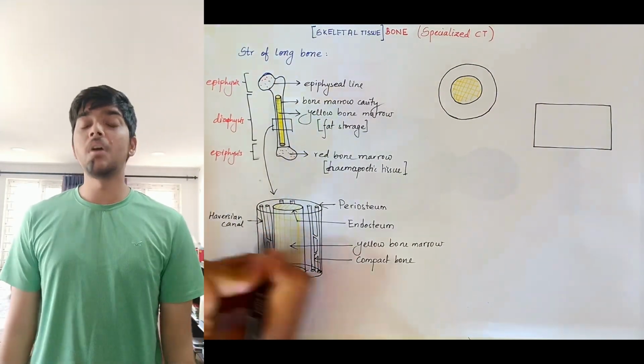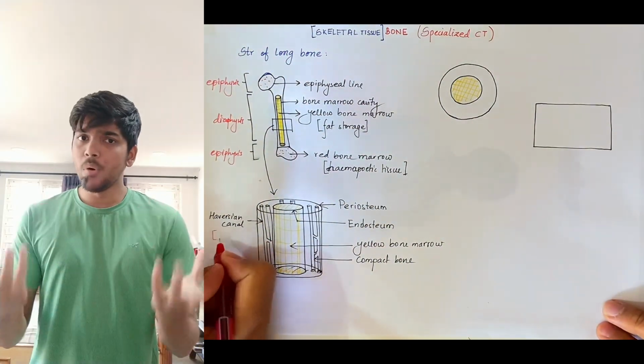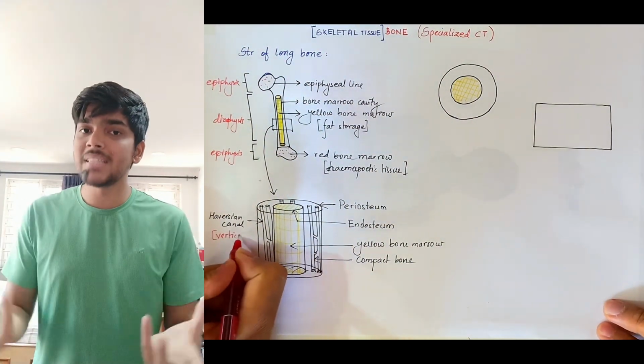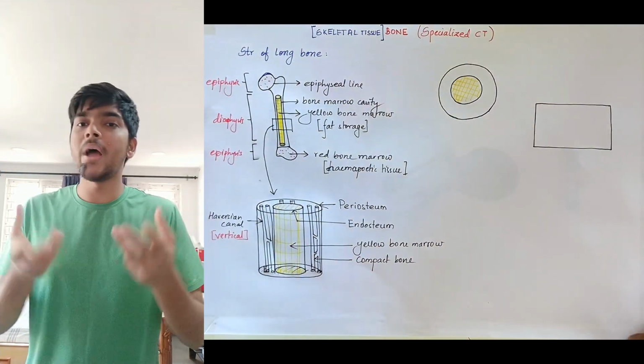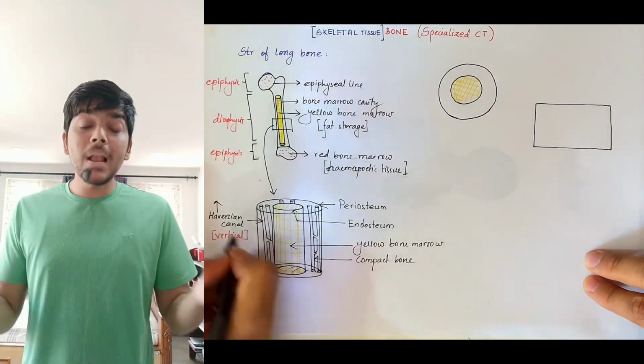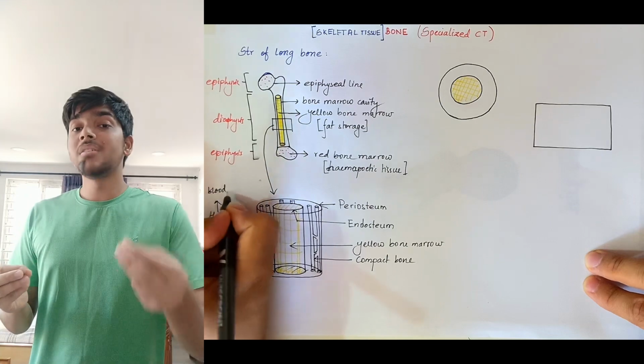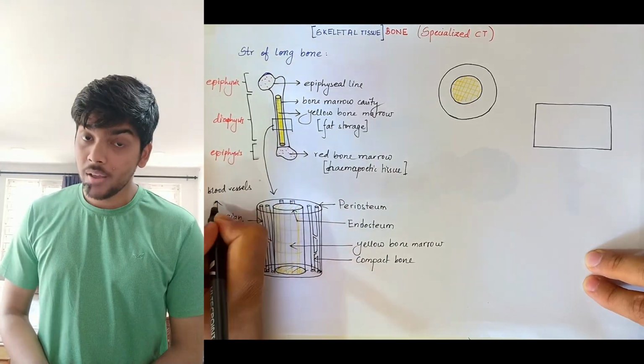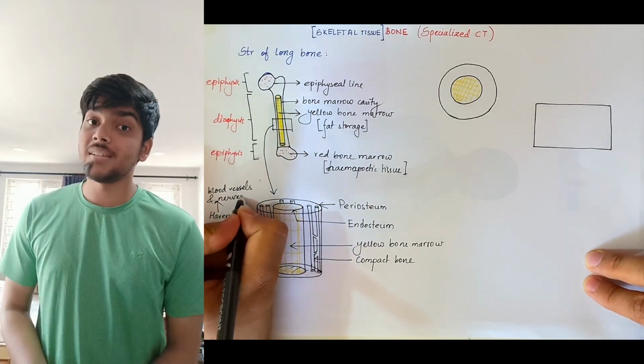What's their function there? So bone is a living tissue. It's made up of living cells. They require oxygen and nutrition to grow and multiply. So where do they get that oxygen and nutrition from? From blood. And this blood flows in blood vessels.